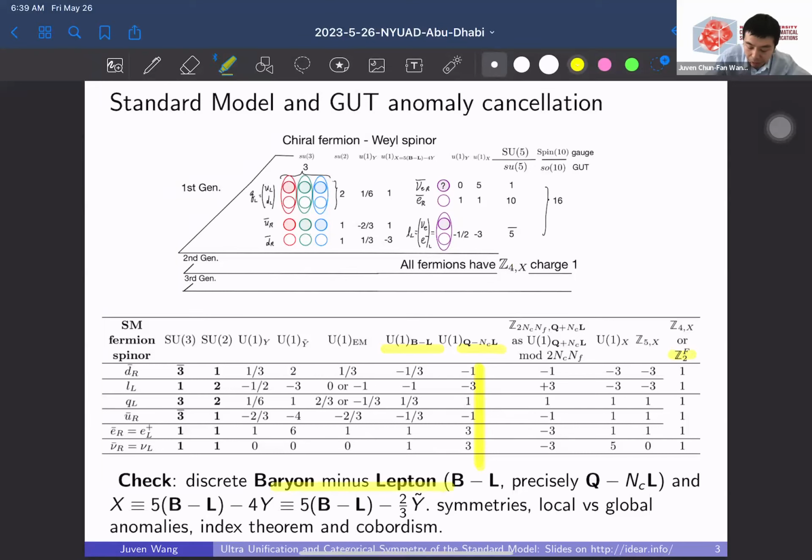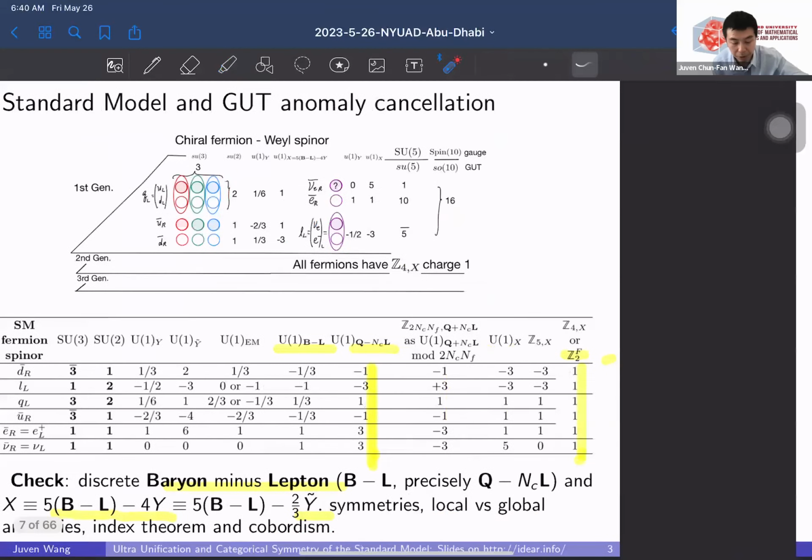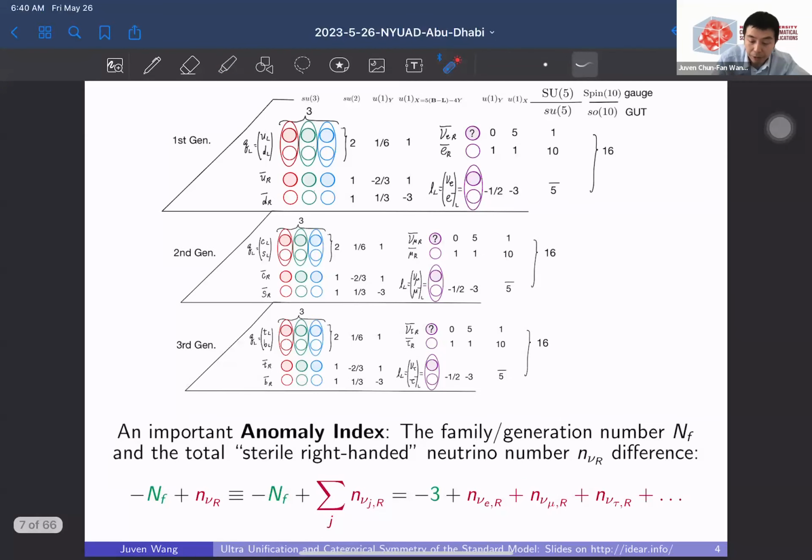So we will look into this quantum number, this symmetry, and the cancellations of the anomaly within the context of the standard model, checking the local and the global anomalies from the angle of index theory and cobordism. So this is what we'll do for the first part. And let's look into these 3 families carefully. As we said earlier, the 3 right-hand neutrinos are not found. So if you want to label that anomaly index within the standard model, you will see the important index is the number of the family or generation in the standard model, which is presumably -3, plus the number of the right-hand neutrinos.